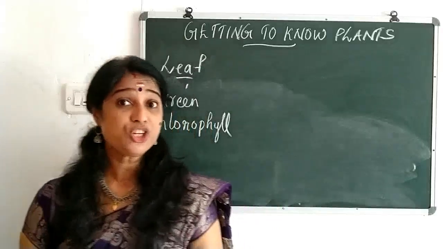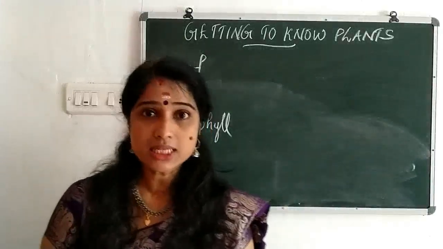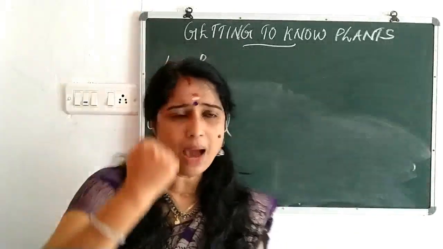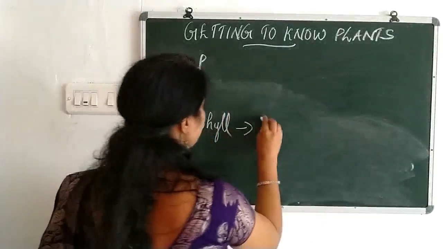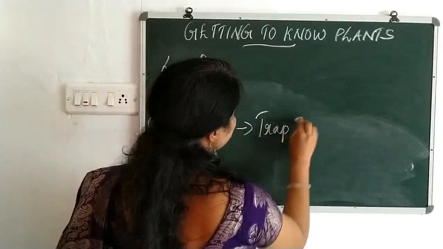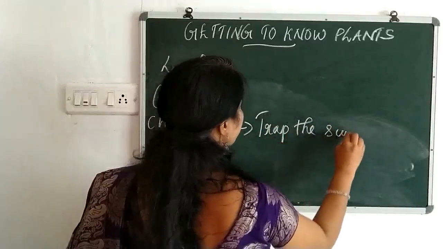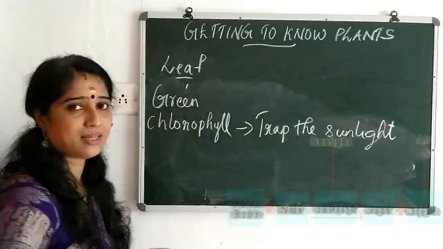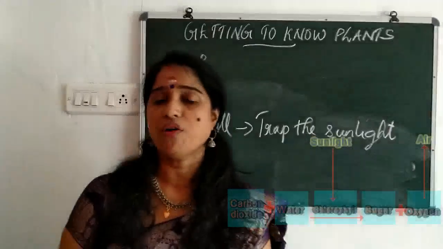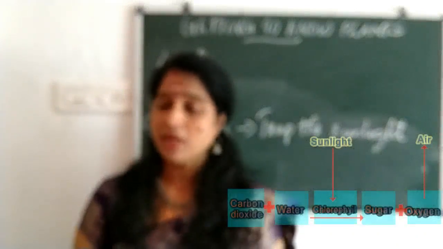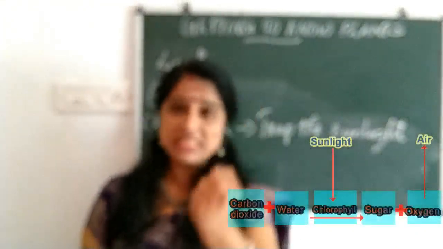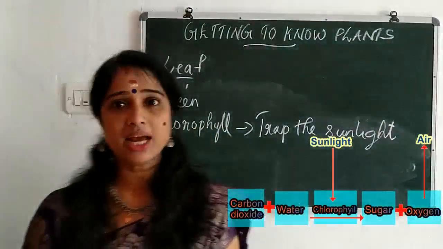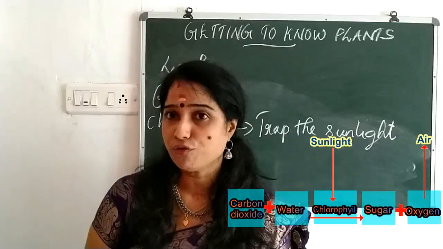So what is the function of this chlorophyll? You know, for the preparation of food, plants need sunlight, isn't it? So the main function of the chlorophyll is to trap the sunlight. What does the chlorophyll do? It traps the sunlight. That is the main function of the chlorophyll, because in the presence of sunlight only plants can prepare the food.